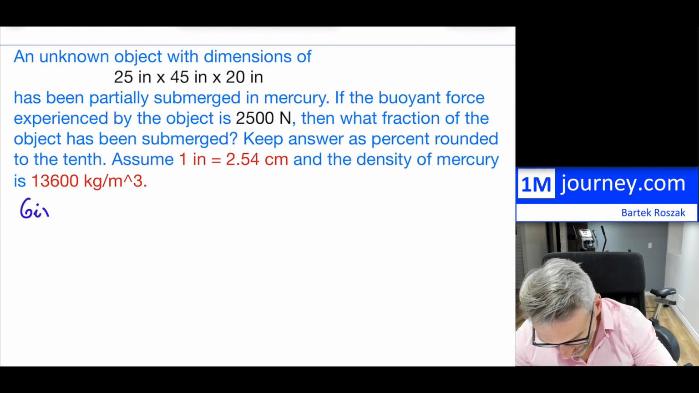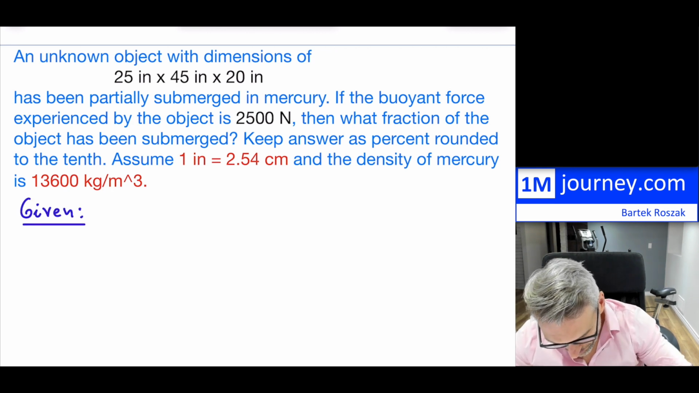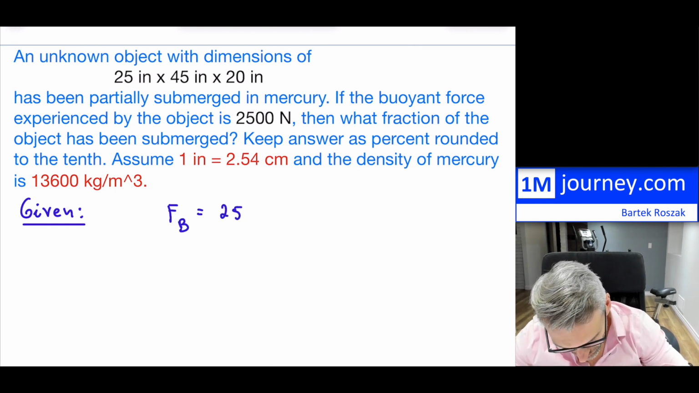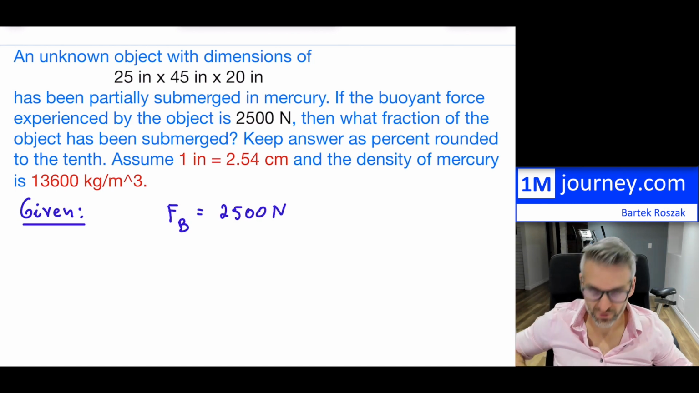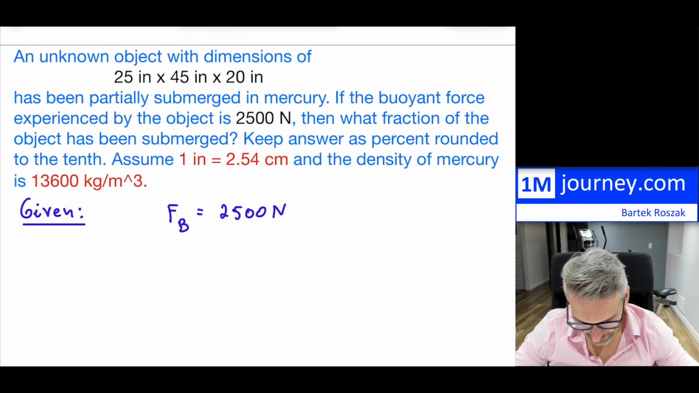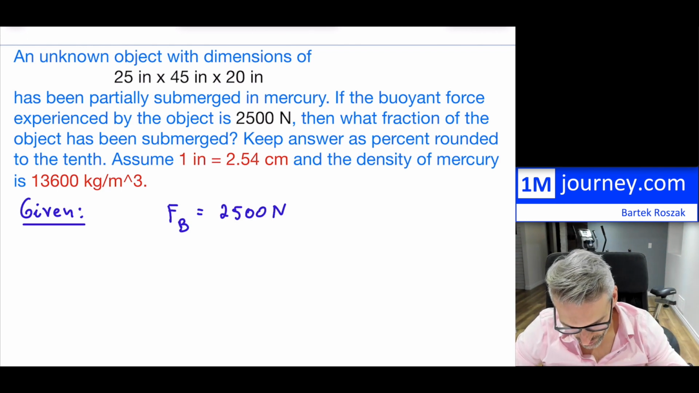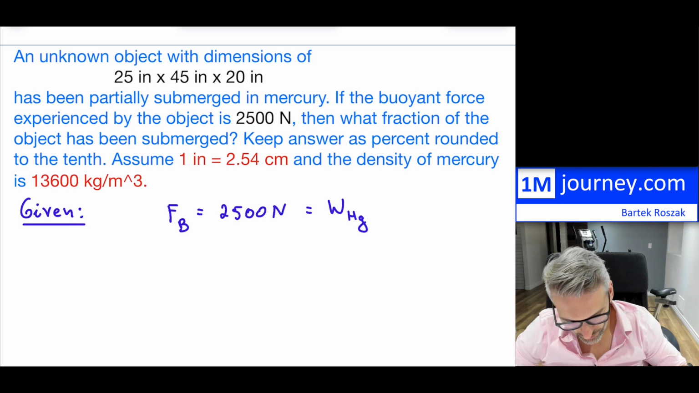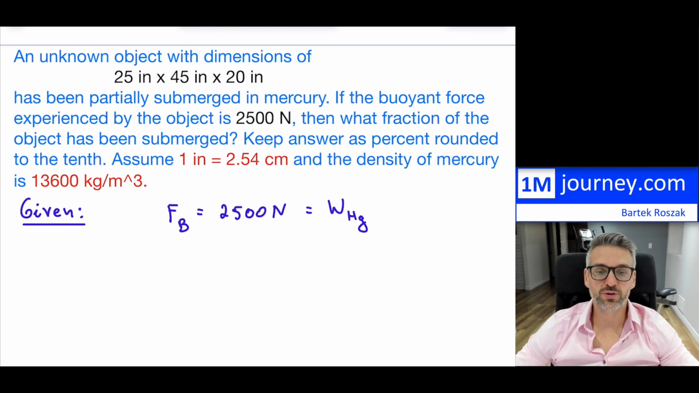So what do we have given here? We have the buoyant force, and that buoyant force is 2,500 newtons, and of course it is upwards. So it's preventing whatever this object might be from being pushed and submerged all the way in. Now, if you have this force, how are we going to proceed? Well, this is going to be the same as the weight of the fluid, in this case the mercury, so I'm going to put Hg for mercury. That's equivalent to the weight of the mercury that has been displaced.